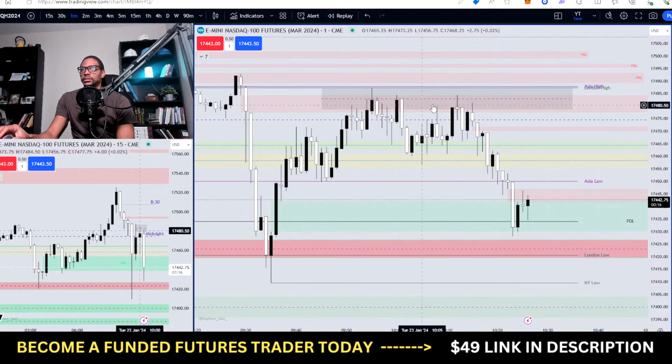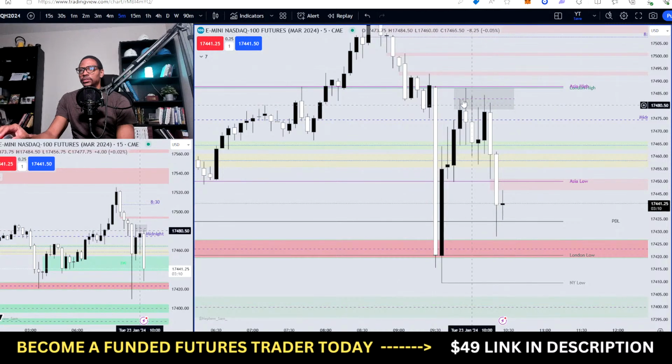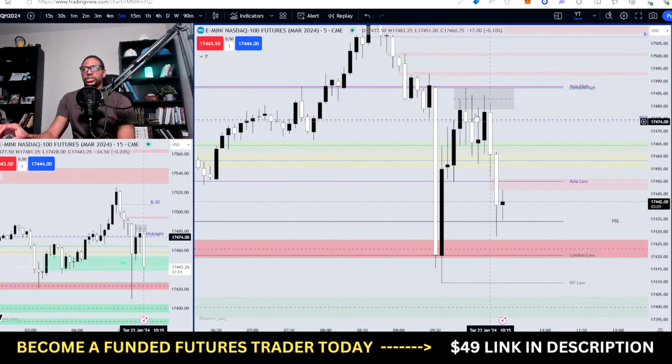Here we go on those wicks that I highlighted on, I believe it was the 5 minute. Yep. So I highlighted all these wicks and was just like, I don't like these wicks as far as bullish momentum. So it looks like we're running into a lot of resistance, and every bar seems to be rejecting.